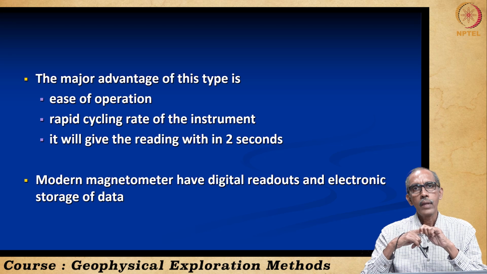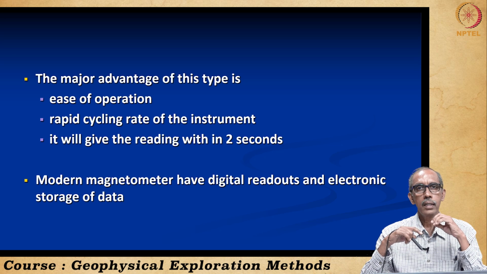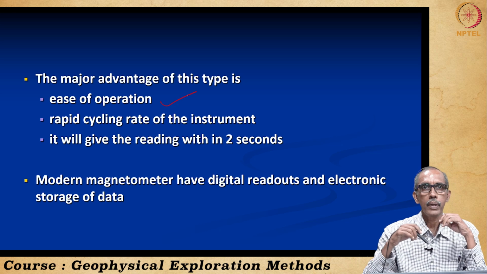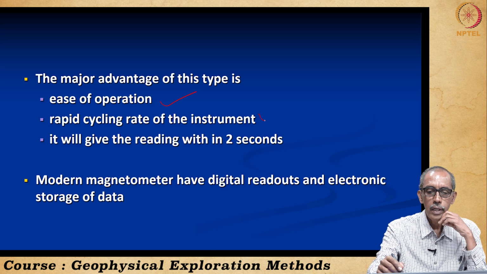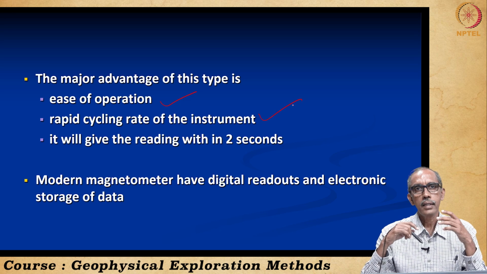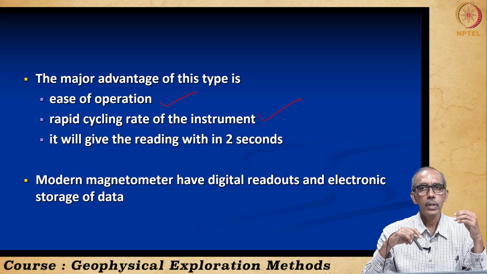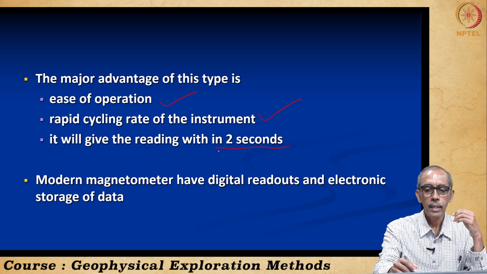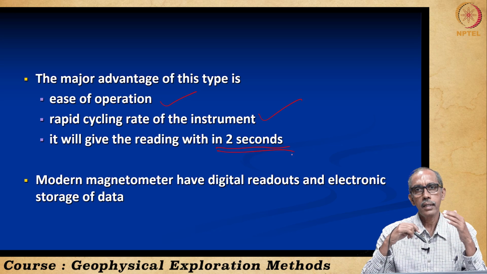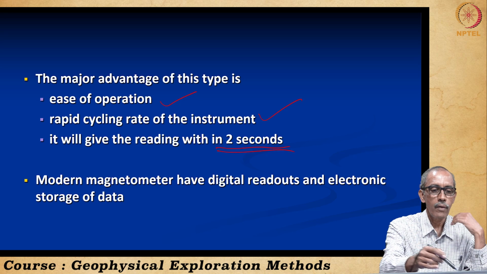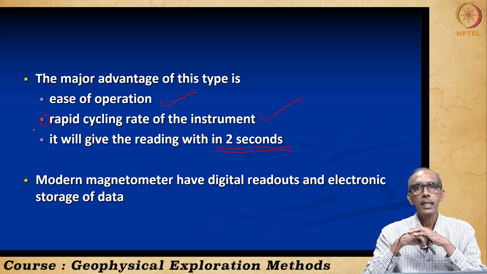So, what are the advantages of these modern magnetometers? It is very easy to operate, and very quickly you can take the next measurement. That means the cycling rate is very rapid, and a new reading can be taken within a gap of 2 seconds. Every 2 seconds you can take a new reading. That is what I am referring to as rapid recycling rate.